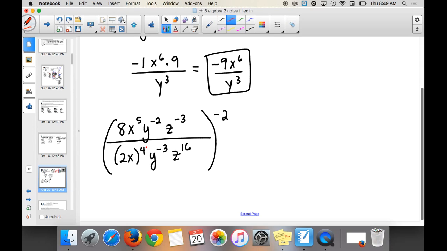So let's handle these inside parentheses first. If I have 2x raised to the fourth, so it's 2x times 2x times 2x times 2x. Eric, do you know it? 16x to the fourth, exactly. So I'm going to replace that with my 16x to the fourth.